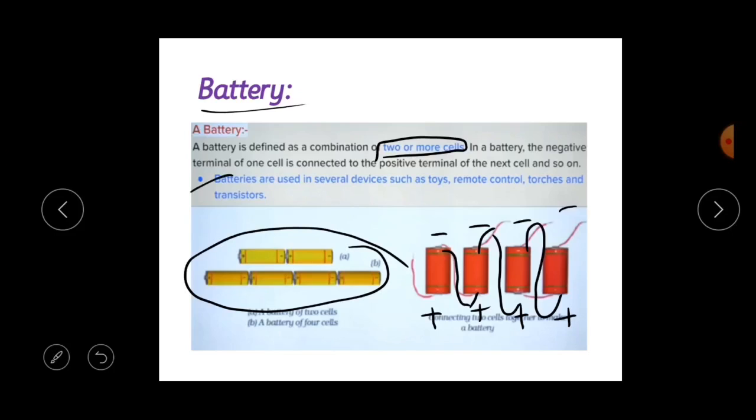So batteries are used in several devices such as toys, remote controls, torches and transistors, etc. You might have seen in your toys and remote and all, you will have the battery, isn't it? Means it is a combination of two or more cells. Okay.